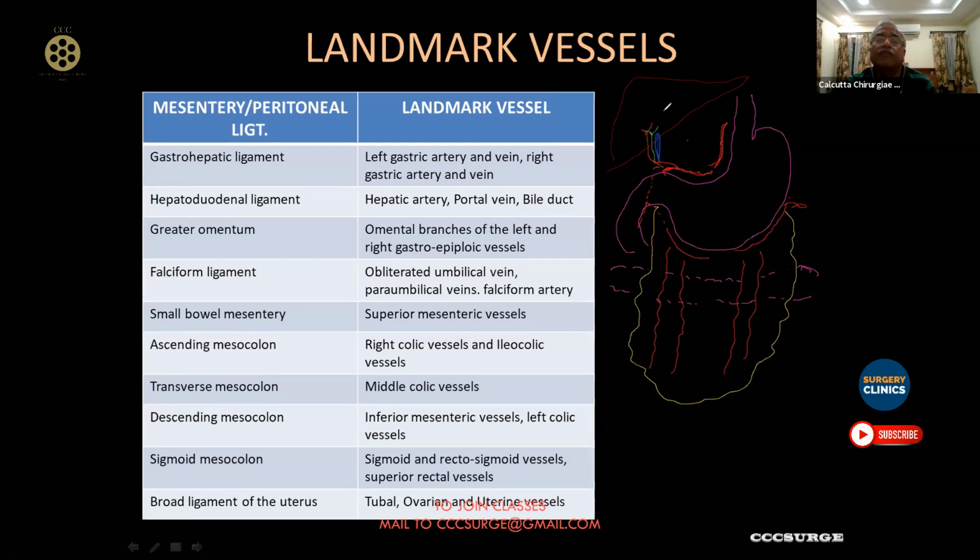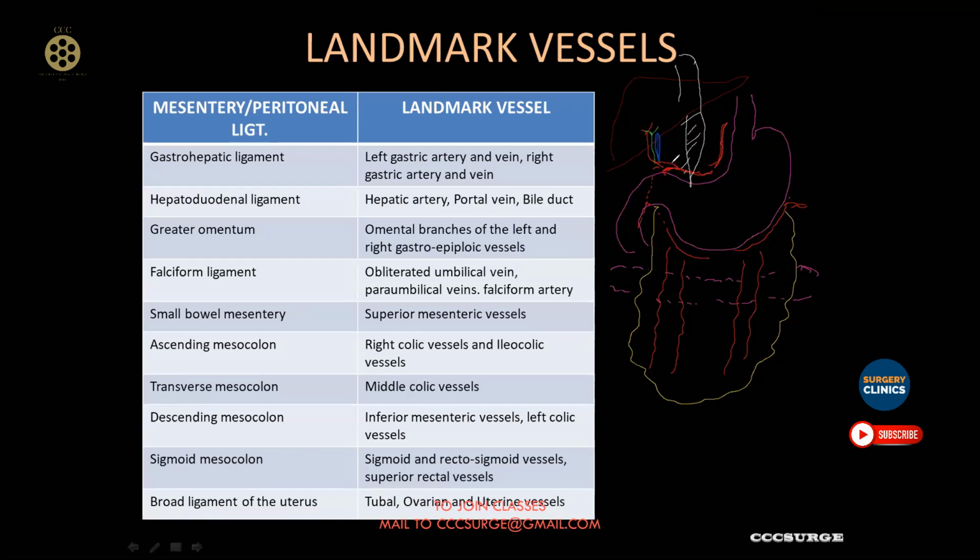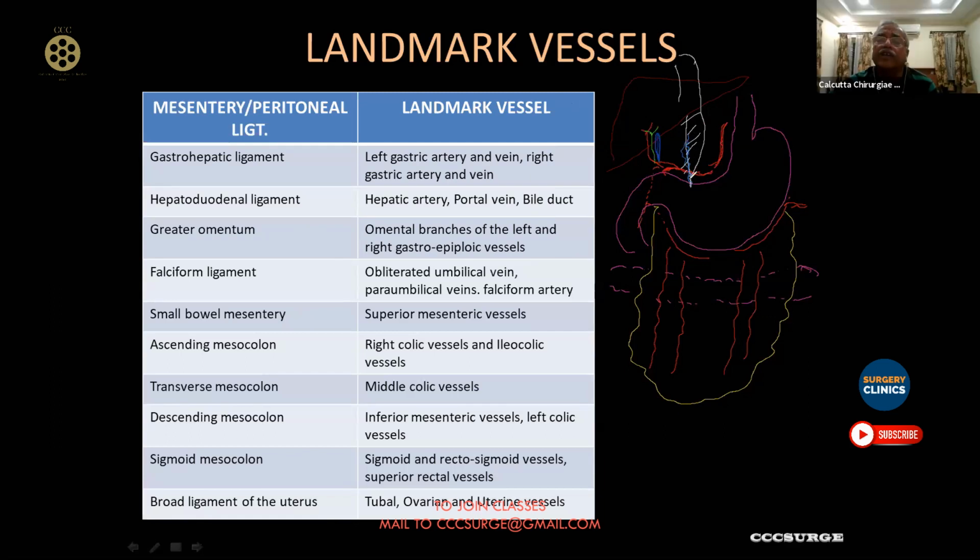You also have a ligament out here which leads from the umbilicus right up out here, and that is called the falciform. Very good. It's called the falciform ligament. And what does it contain? It contains the obliterated umbilical vein, and it drains into what? Somebody said that. Very good.